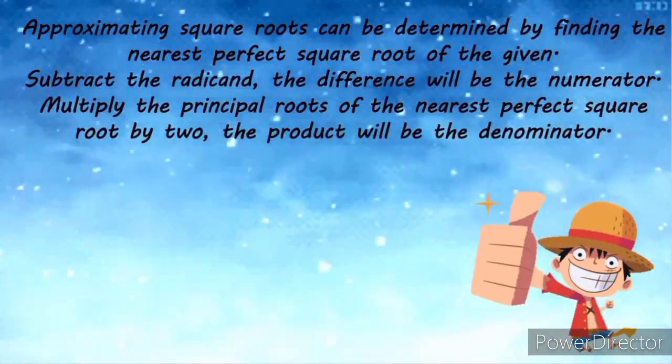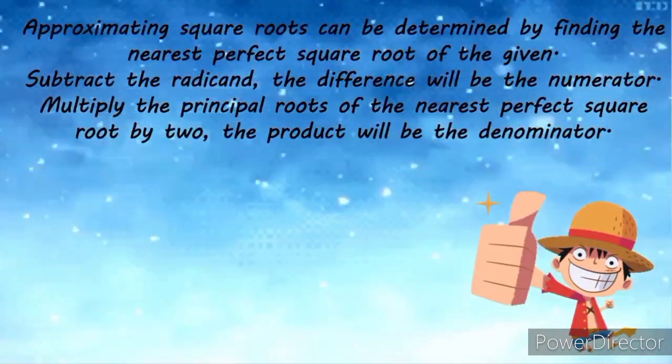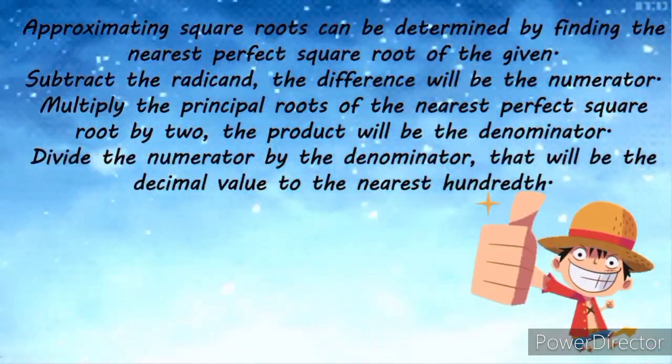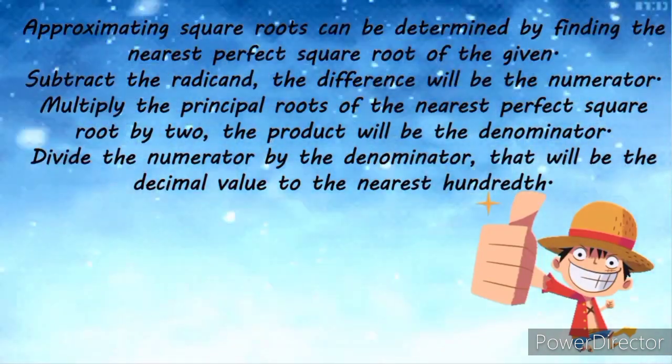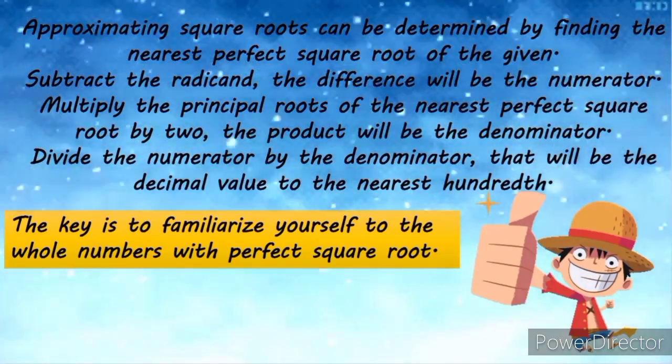Multiply the principal roots to the nearest perfect square root by 2. The product will be the denominator. Divide the numerator by the denominator. That will be the decimal value to the nearest hundredths. The key is to familiarize yourself with the whole numbers with perfect square roots.